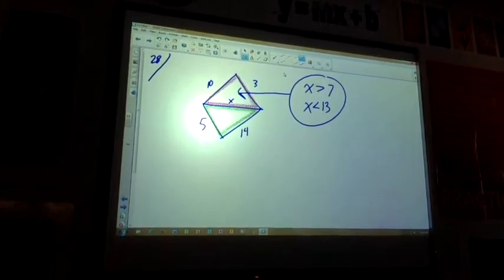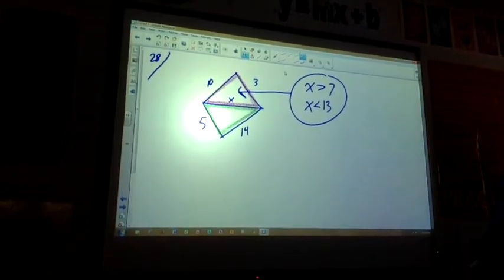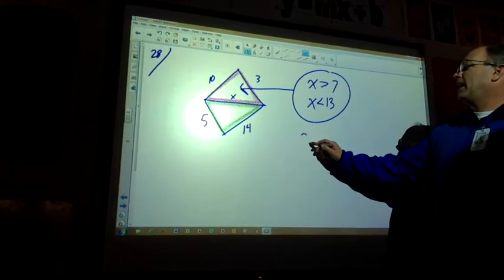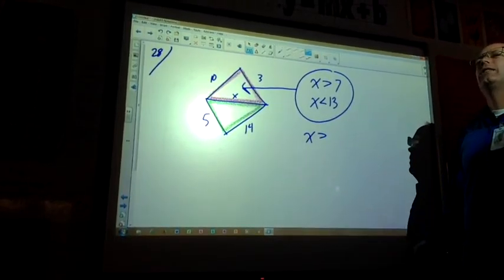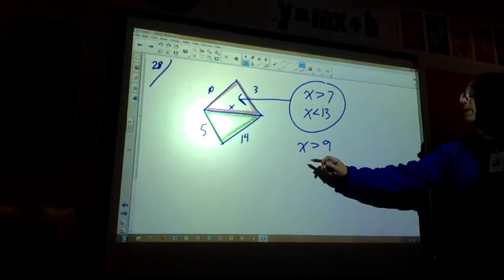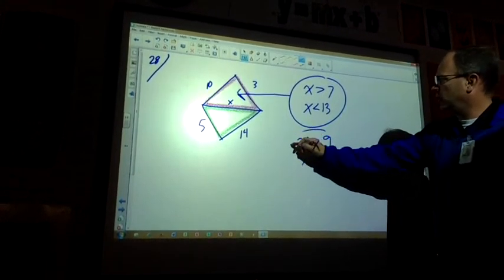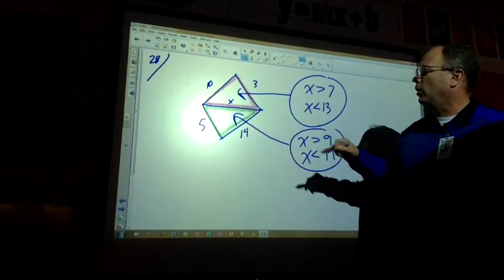All right, so the green triangle. X has to be larger than what in order for this to work? 9. But X has to be smaller than what? 19. So this works for our bottom triangle.